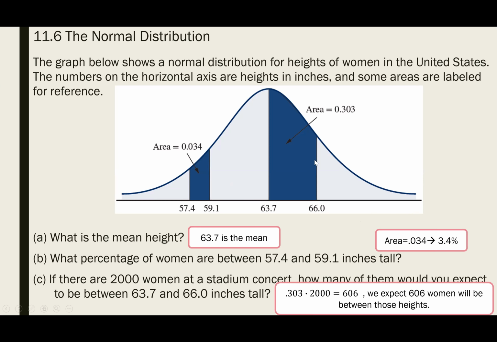So for this particular bell-shaped curve, for this particular normal distribution curve, they give you the percentage. They give you the percent, they give you the area. You just need to extract them out.